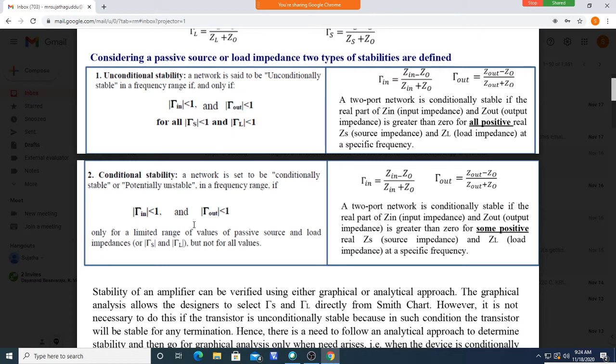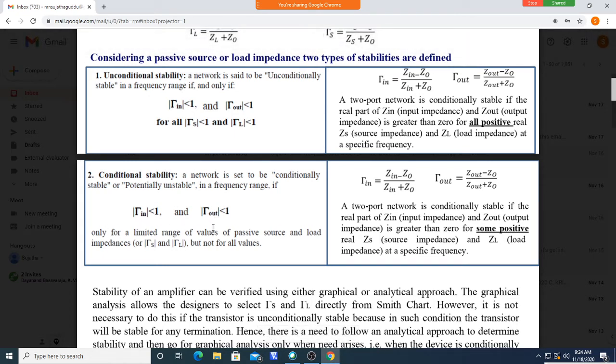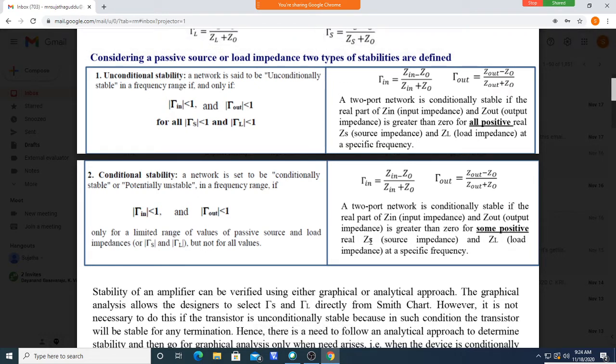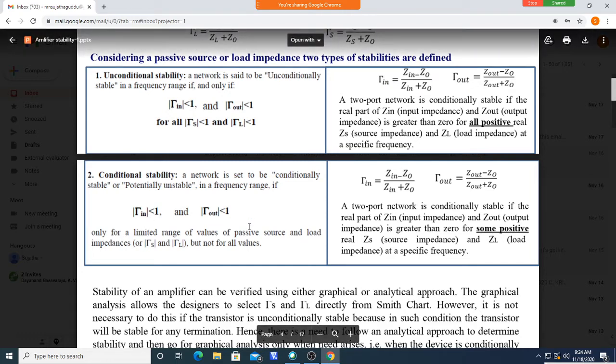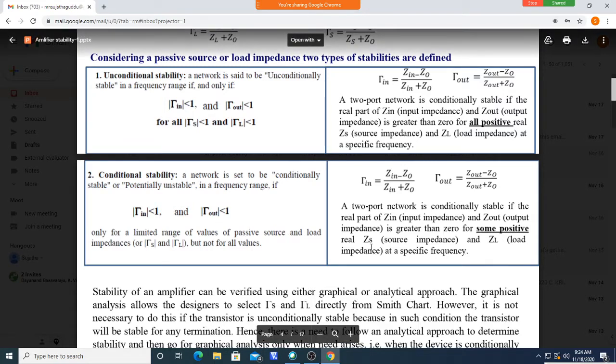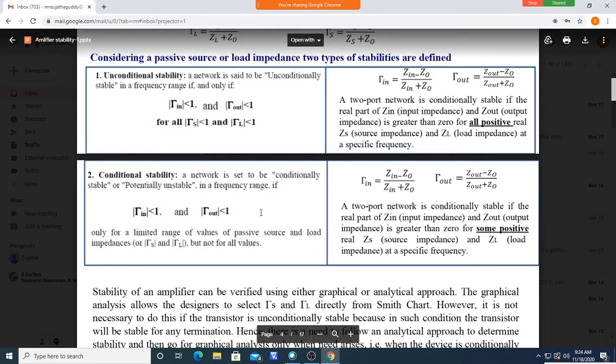But the remaining values may give Γin and Γout greater than 1. Once Γin and Γout are greater than 1, the amplifier starts oscillating. So we cannot use those values of ZS and ZL. Are you getting? If you take those values, they may give Γin and Γout greater than 1, so automatically for those values the amplifier starts oscillating. So we cannot take any value of ZS and ZL. You have to choose the value carefully. That is why it is called conditional stability.